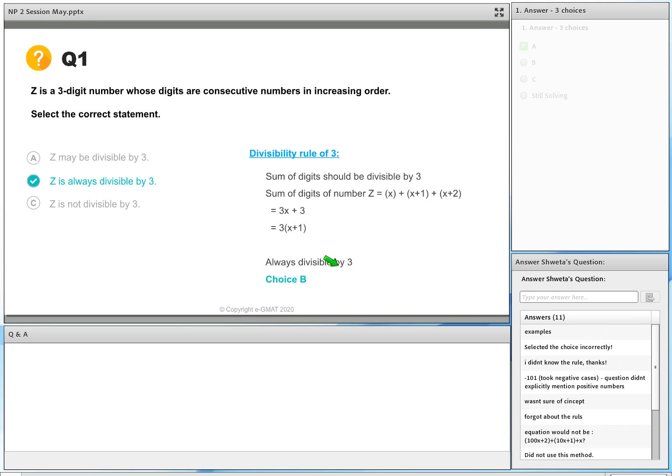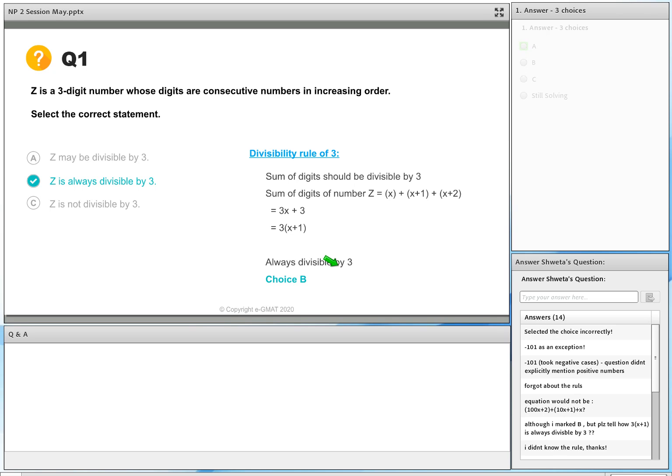How could you take 101? It's consecutive digits. Your digits are not consecutive. It should have been 1, 2, 3, even if you took negative. Selected by mistake, forgot about the rule. So some people do not know the rule. And of course, if you don't know the rule, it is going to take time and it is highly likely that you're going to get this wrong. And all right, -1, 0, 1 are consecutive numbers. Yes, whose digits are consecutive.